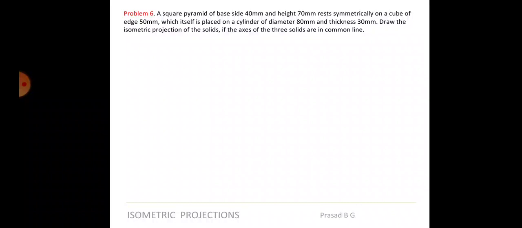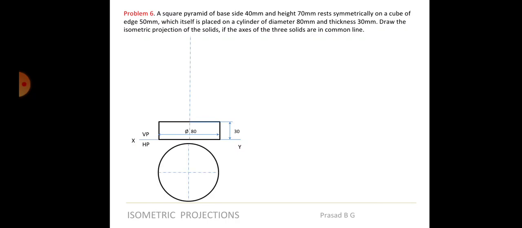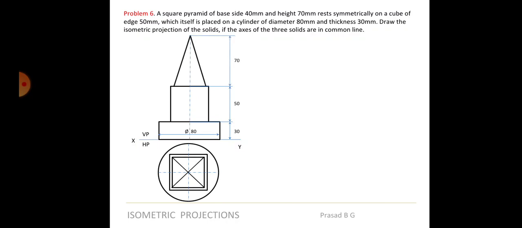So this is the question actually. So let us just quickly draw the orthographic view. Not really necessary, but I want to draw the orthographic view so that you understand how exactly it looks. Okay, so in the front view, you have a cylinder whose diameter is 80 mm. This is the base, diameter is 80 mm and height is 30 mm. And on top of that, you have a cube whose height is 50 mm, and of course it's a cube, so base, height, everything will be 50 mm. And on top of that, you have a pyramid.